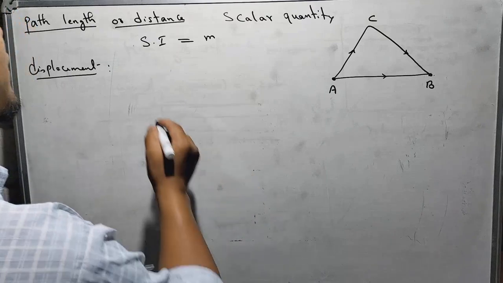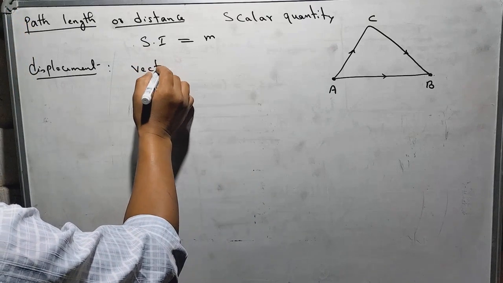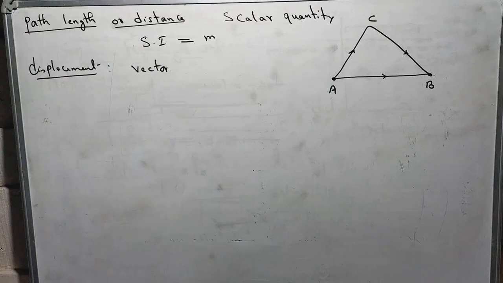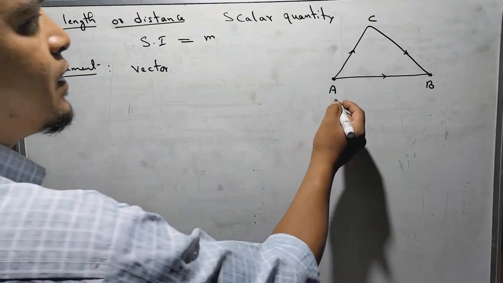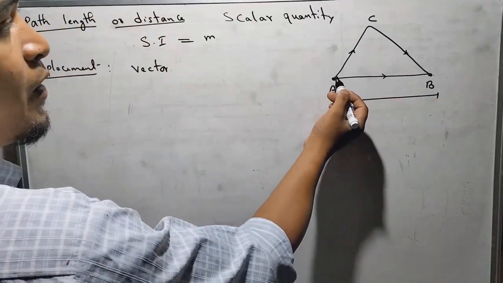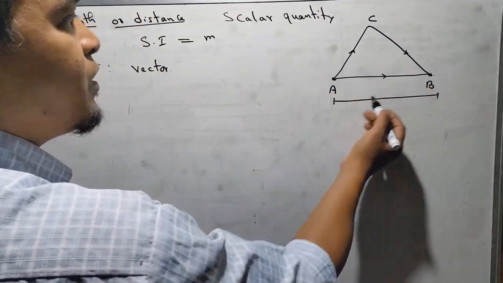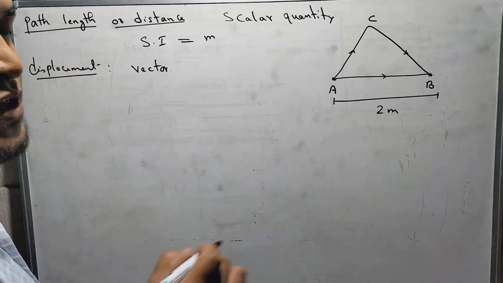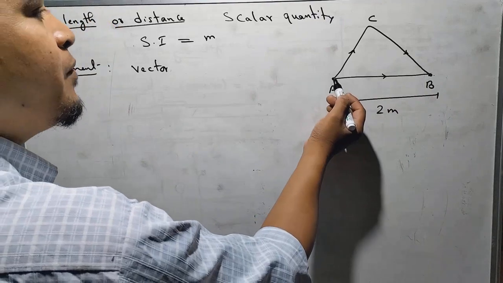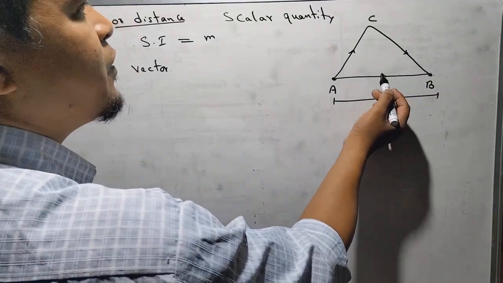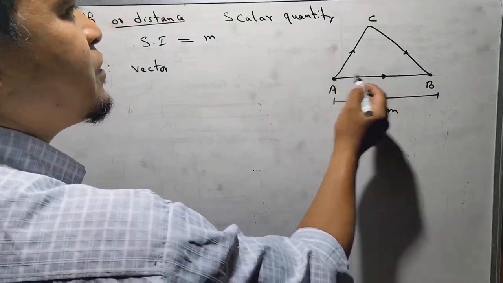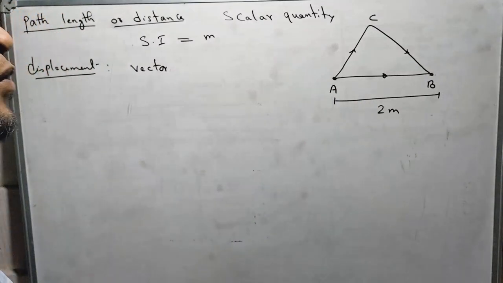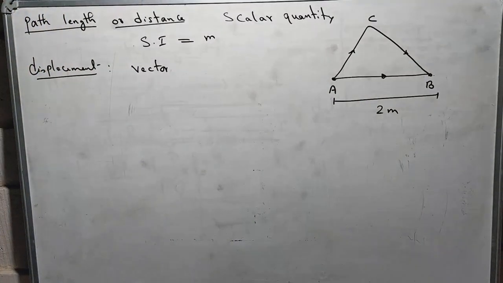Displacement is a vector quantity. Why? Because it has both magnitude and direction. If a body is traveling straight from A to B, then how much is the distance? Let's say 2 meter. And in which direction does it move? It moves from the initial to the final point. So this is the direction of the moving body. So that is why displacement is a vector quantity.